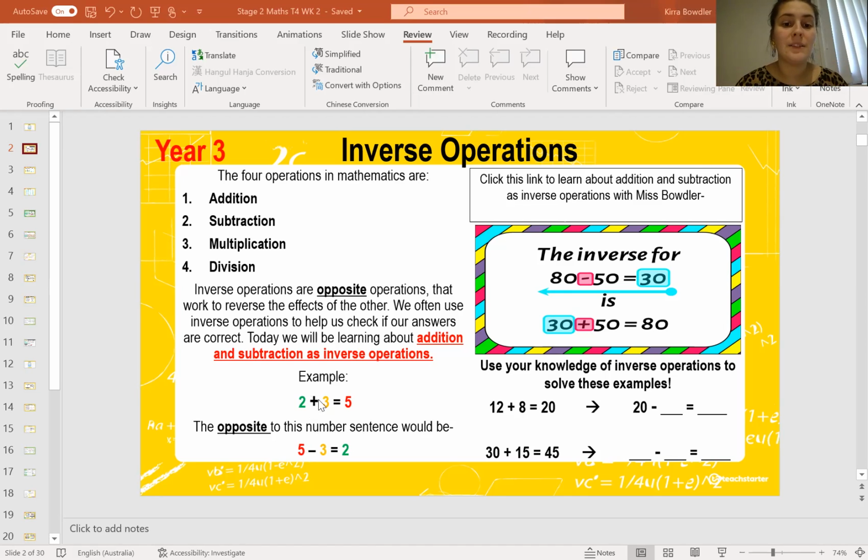So 2 plus 3 equals 5. What we need to do to make it an opposite number sentence is to do the opposite operation. So we started with addition, so our opposite operation is going to be a subtraction sentence. And as you can see here, there is the subtraction symbol. And we are using the biggest number that ends at the end to start our new number sentence. And we're going to do 5 take away 3 equals 2, which is exactly the same as this number sentence here, but it is backwards.